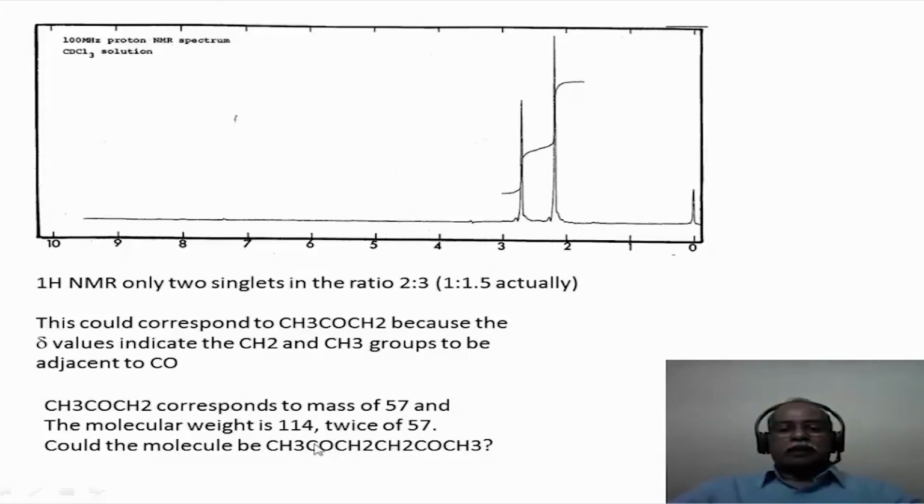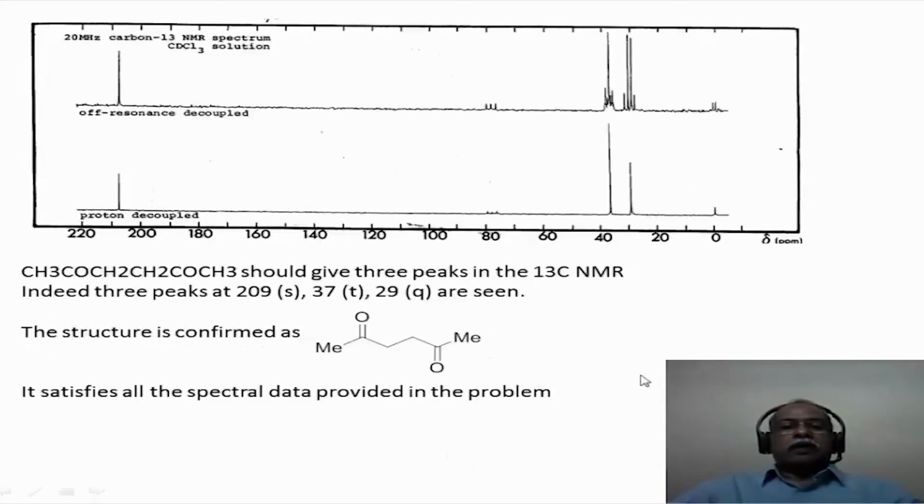The terminal CH3s are also identical because the molecule is symmetric with respect to the central carbon-carbon bond. That would also give a singlet corresponding to an integration of 6 hydrogens. So the 1:1.5 ratio is actually a 4:6 ratio in reality, if this were the correct structure of the compound. And let us see if the carbon-13 also supports this notion.